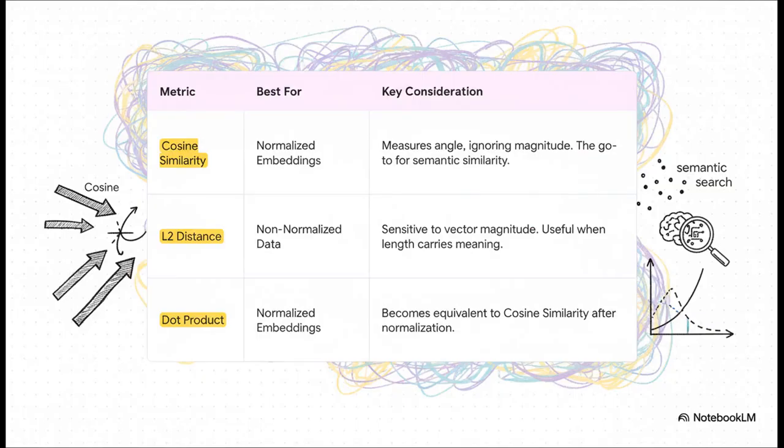So this table basically lays it all out for us. It's our cheat sheet. For things like text and finding semantic meaning, cosine similarity on normalized data is almost always what you want. Now, are there times when magnitude does matter? Sure. Maybe you're comparing images based on brightness, and a brighter image has a longer vector. In a specific case like that, L2 distance might actually give you a better result. But for finding concepts that are close, it's all about the direction. Oh, and dot product? Once you've normalized your data, it's basically the same thing as cosine similarity.